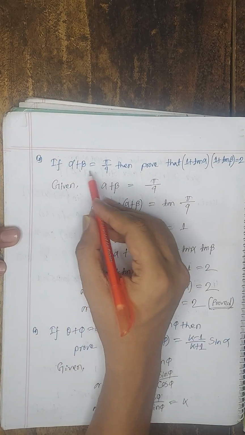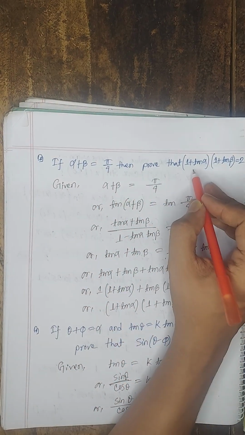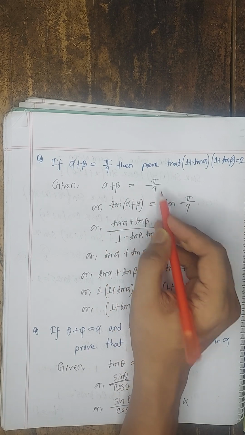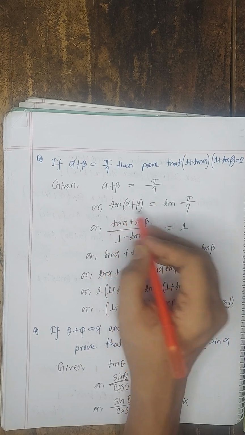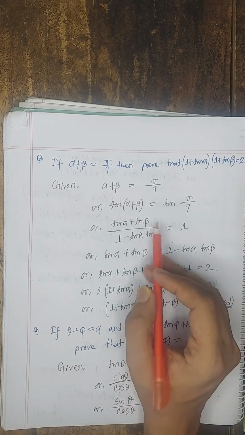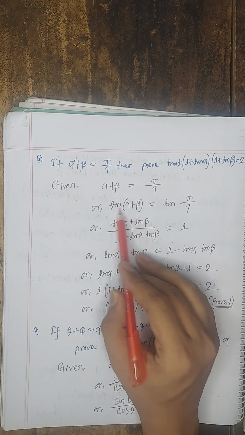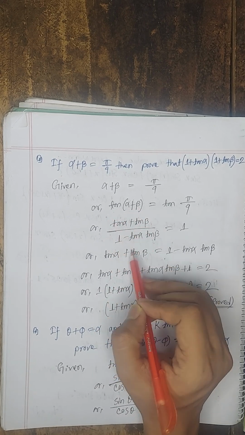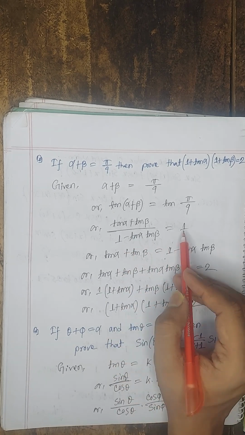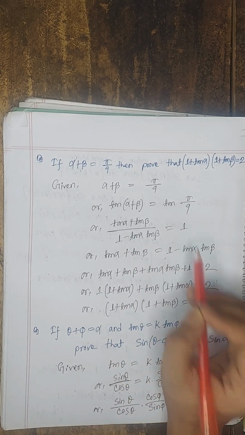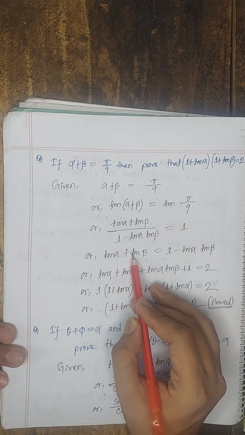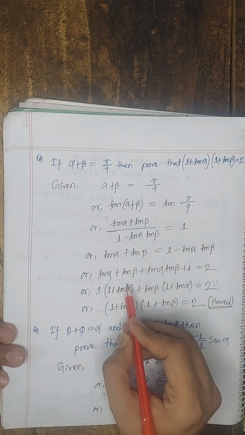here if alpha plus beta is equal to pi by 4, then we have to prove this. Okay, since alpha plus beta equals pi by 4, we have to apply tan on both sides. Okay, here from this tan(a plus b), we can apply the tan(a plus b) formula, tan a plus tan b divided by 1 minus tan a tan b, and tan of pi by 4 becomes 1. Now we have to cross multiply this. tan a plus tan b is equal to 1 minus tan a tan b.